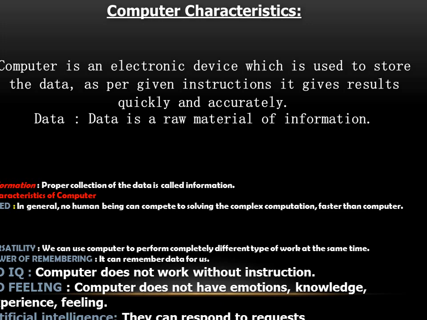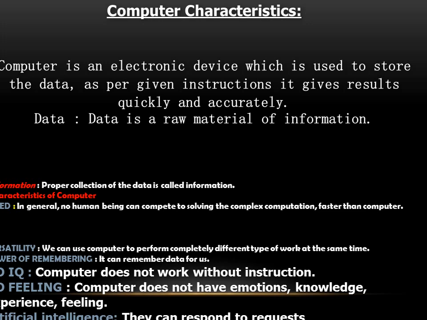Then let's look into the characteristics of a computer. One, speed. A computer is characterized by high speed. No human can compete to solve a complex computation faster than a computer. So we believe that what makes a computer is, one, the computer system has to be with speed. Calculating things should not be done slowly, but it has to be with speed.